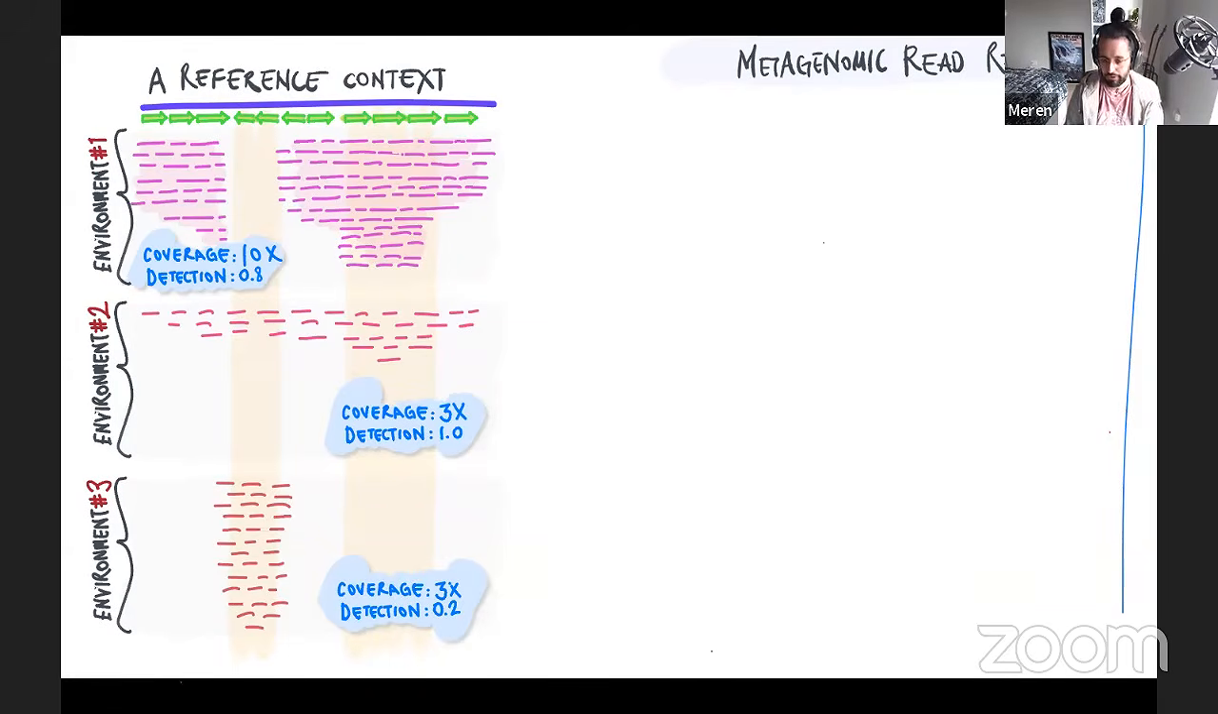But shotgun metagenomic sequencing in read recruitment helps us to observe such things at a very high resolution. I hope that part is clear. These are the obvious things we can discuss when we use metagenomic read recruitment.